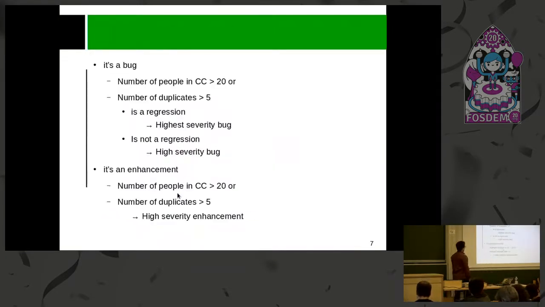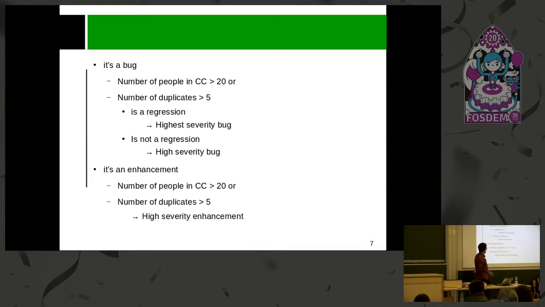Recently, apart from the flow chart that I showed you before, we are also using this kind of rules. Basically, we can have two kinds of tickets in Bugzilla: either they are bugs or they are enhancements. If it's a bug, we check if there are more than 20 people in the CC list, or more than five duplicates. Then if it's a regression, we say this is a highest severity bug, and if it's not a regression, it's a high severity bug.